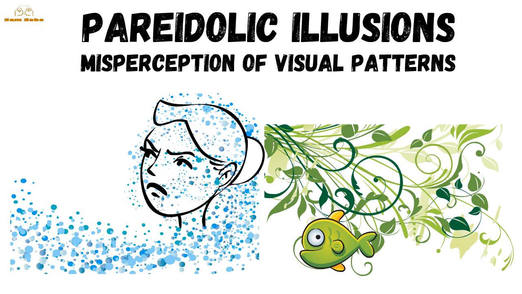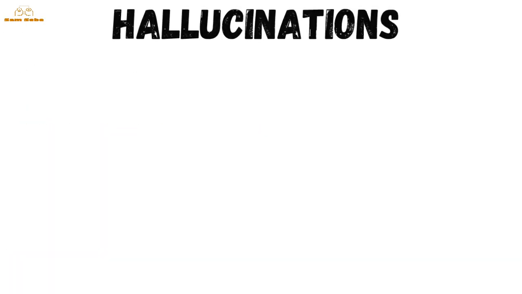Importantly, when we perceive that something looks like something else, it is not a pathological illusion. For example, if a cloud looks like a face, but you are fully aware that it is a cloud, that's normal. But if instead of the cloud, you see a face and do not see the cloud, it is a pathological pareidolic illusion. Finally, the last group of disturbances of perception is called hallucinations.